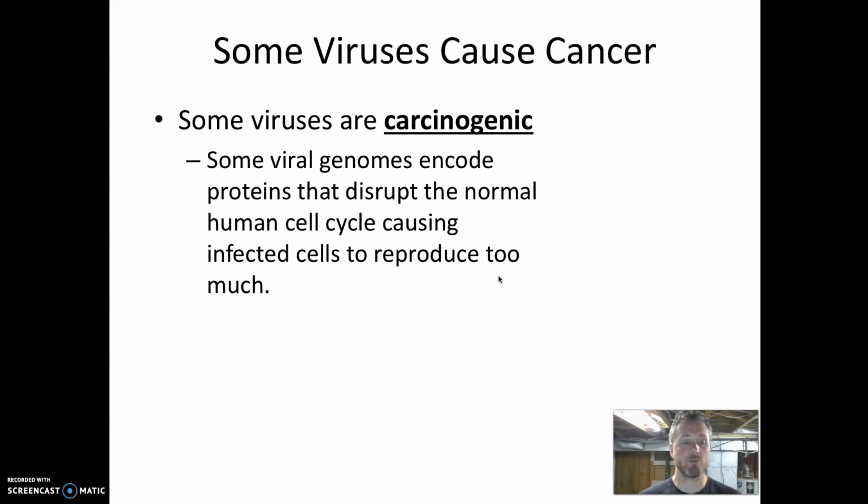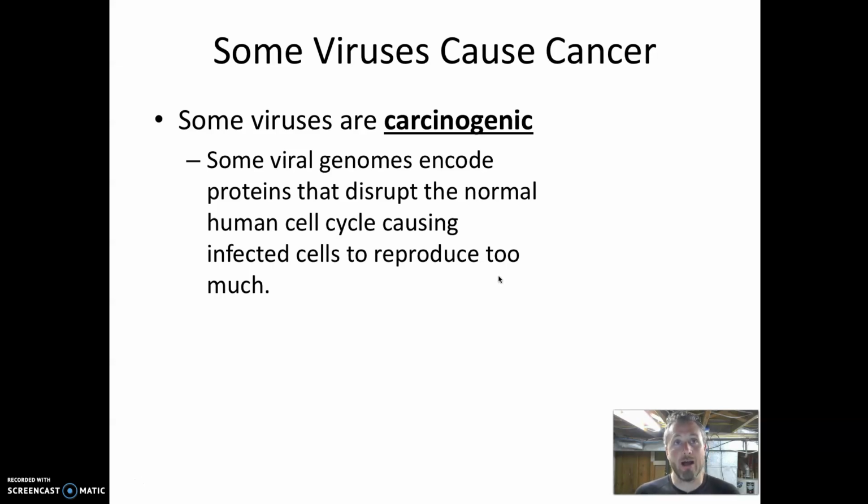So for specific viruses, these genes have been identified, and it can be really interesting to think about what the specific genes do. But if we just take a step back and think generally about how a virus could cause cancer, one explanation is that one of its proteins disrupts the cell cycle, causing the cell to reproduce more. But there is another explanation.